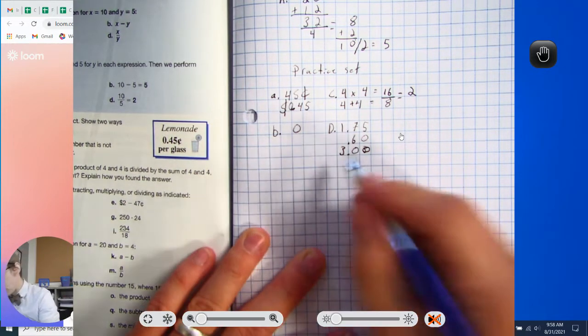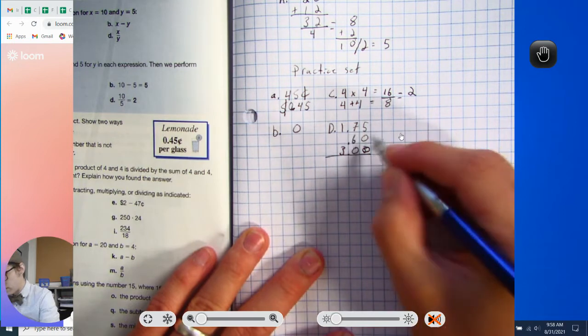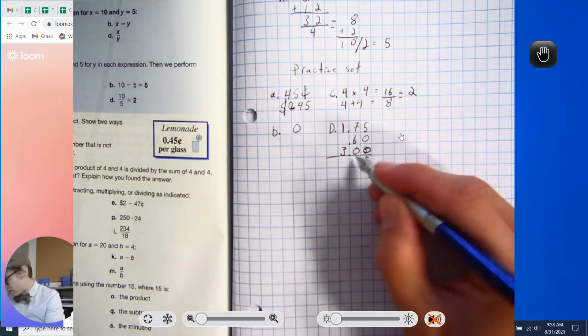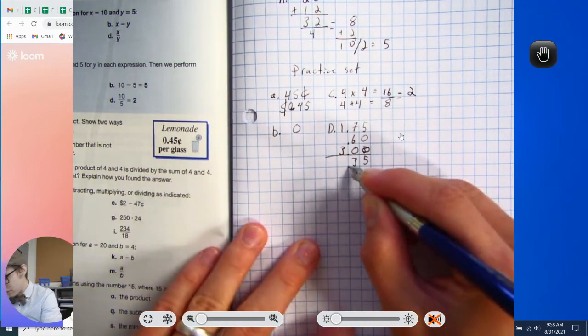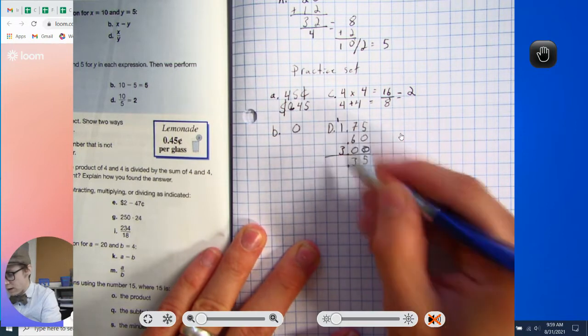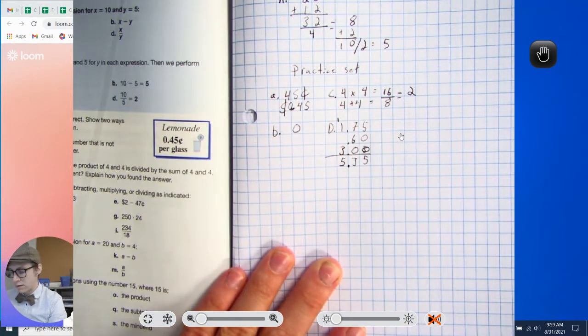All right. So now we just add all that together. 5 plus 0 is 5. 7 plus 6 plus 0 is 13. Decimal drops down. That one goes up. 3, 4, 5. $5.35.